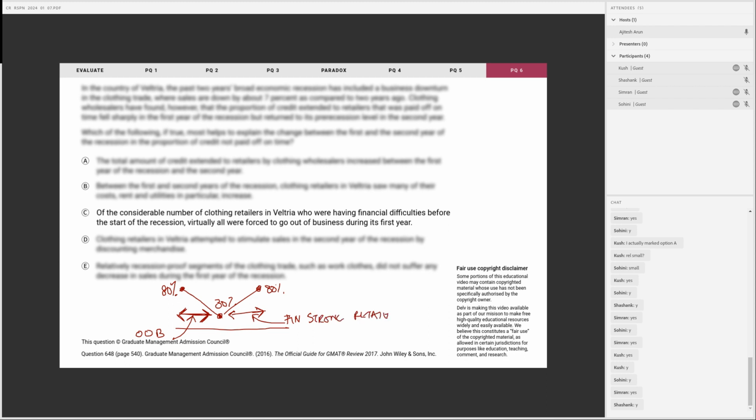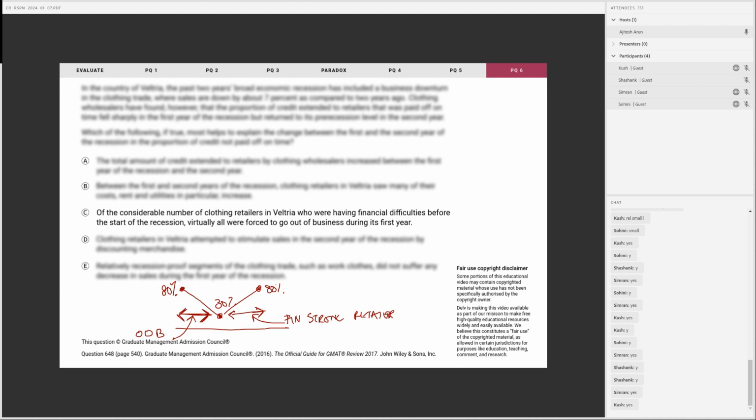And that helps us understand why, even though there is a recession, the proportion of credit that was paid back on time has gone back to pre recession levels, because now it is your financially strong retailers who are left in the market. Quick check. Are we comfortable with C? Okay, I think I've received a couple of yeses on this. Kush, is this one okay? Kush is also confirmed. Excellent.